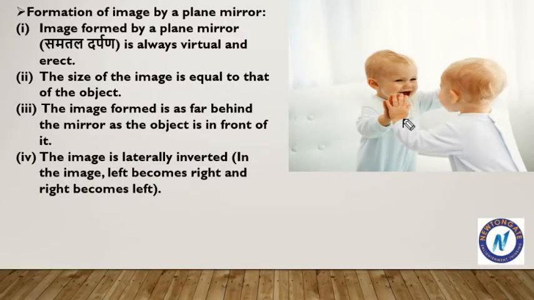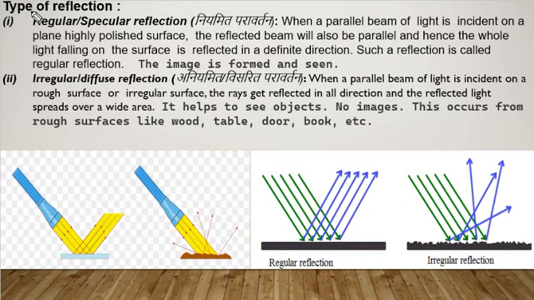Now if this baby raises his left hand up, the image will raise his right hand up, right? And if this baby raises his right hand up, the image will raise his left hand up. That means the left of the baby is right of the image and the right of the baby is left of the image. This is what lateral inversion means.